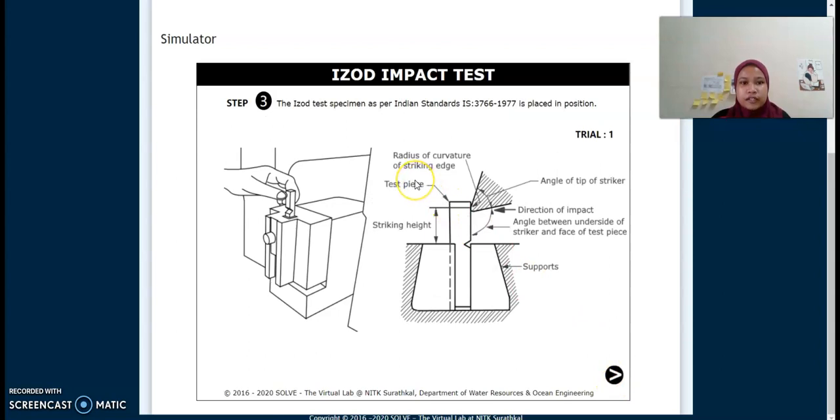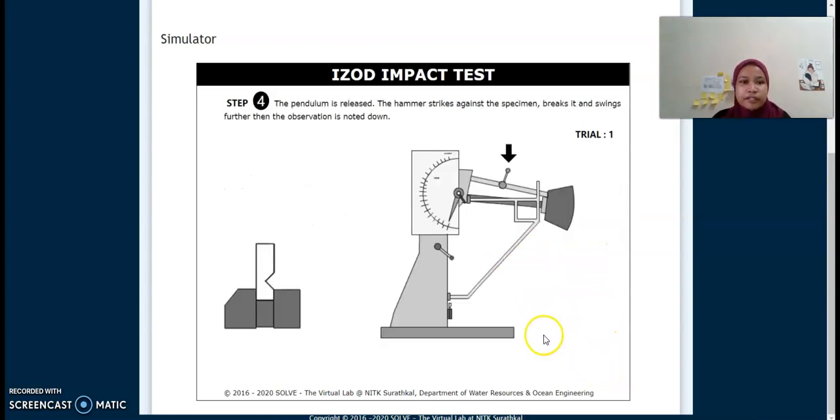Step 3: the Izod test specimen as per Indian Standard IS 3766 to 1977 is placed in position for trial 1. As you can see here is the radius of curvature of the striking edge. This is the test piece, and this is the striking height. This one is the angle of tip of striker, direction of impact, angle between underside of striker and face of test piece, and here is the support.